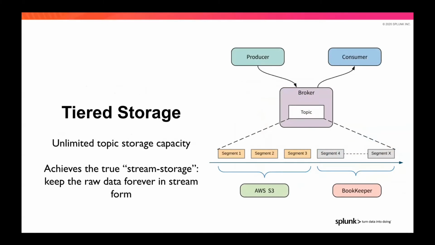Another interesting feature that was added a while back is tiered storage, right? Because of Pulsar's segment-based architecture, it's very easy, as you would imagine, to offload some of the segments into another layer of storage, like S3, Google Cloud Storage, HDFS, or really anywhere, to really have a cloud native architecture and to achieve this concept of unlimited storage capacity.